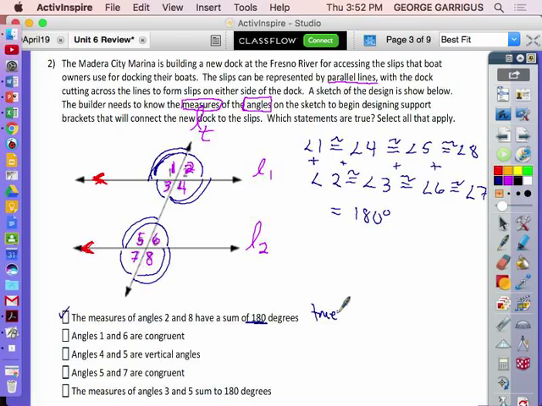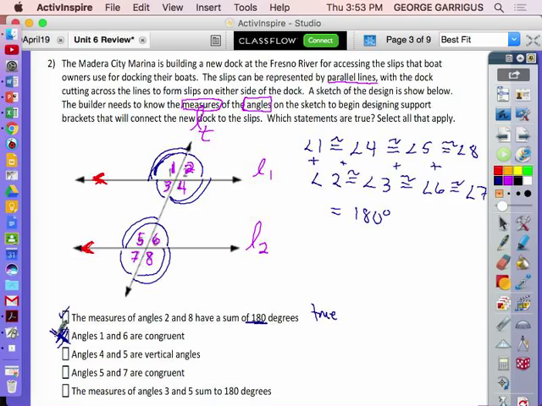Angle 1 and 6 are congruent. Well, we've already marked them all and measured them. So let's go to angle 1. It's got 2 marks. Angle 6 has 1 mark. That's not good. So you can also tell angle 1 is obtuse. Angle 6 is acute. So that's a really bad answer. We want to X that one out.